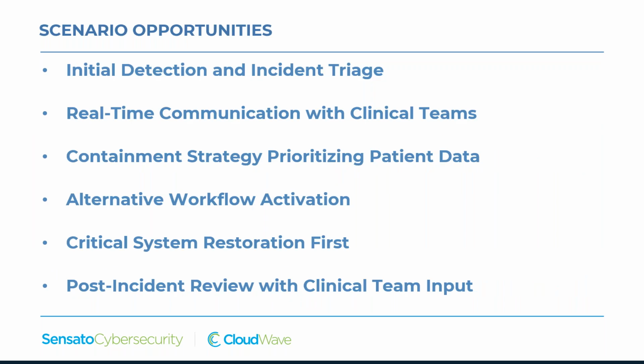We're going to talk about some scenario opportunities, which include initial detection and incident triage. We're going to talk about real-time communication with clinical teams, and containment strategy prioritizing patient data. We're going to have an alternative workflow activation discussion, critical system restoration first, and then post-incident review with clinical team output. Now, these are all opportunities. These are takeaways. These are things that, from doing this tabletop, we should look at as lessons learned.